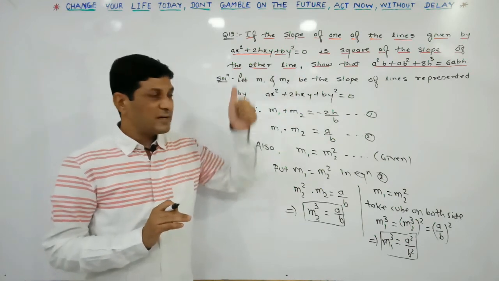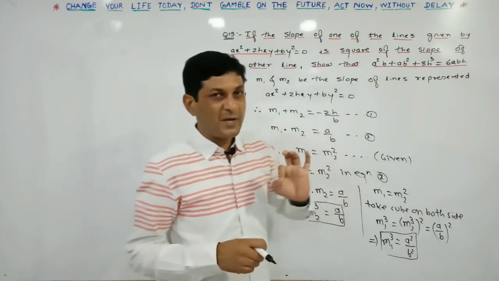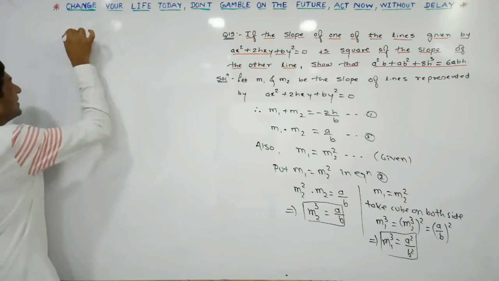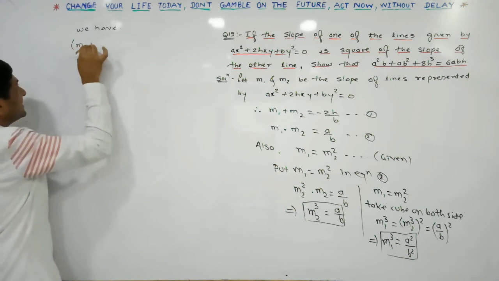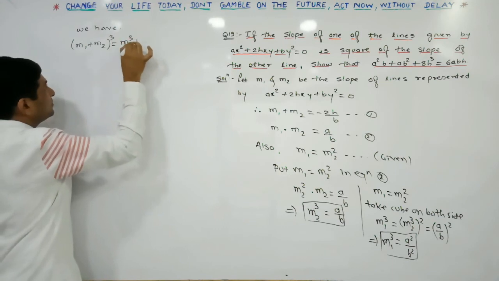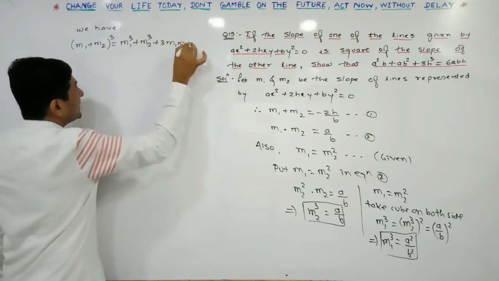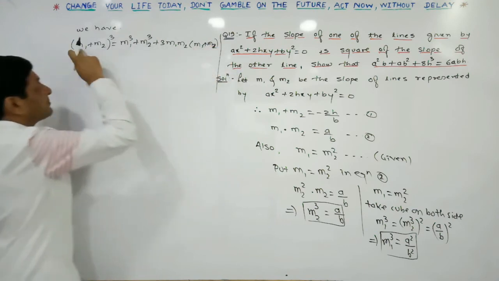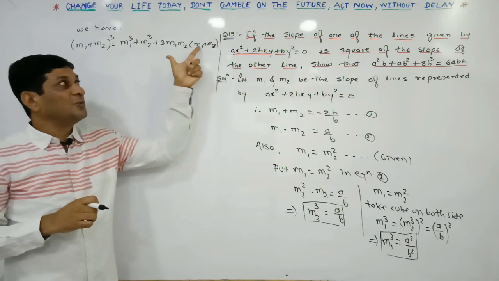Now we will focus on our required result. In our required result, since a cube term also appears, we are using one identity which we have studied in algebra in our earlier classes. What is that identity? m1 plus m2 whole bracket cube will be equal to m1 cube plus m2 cube plus 3 m1 m2 into m1 plus m2. Which identity have we seen? a plus b whole bracket cube is equal to a cube plus b cube plus 3ab into a plus b.